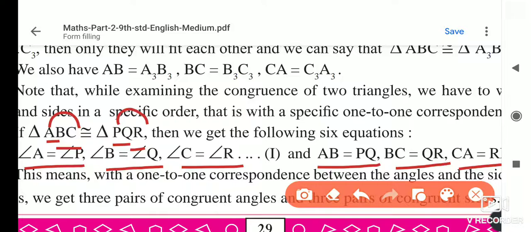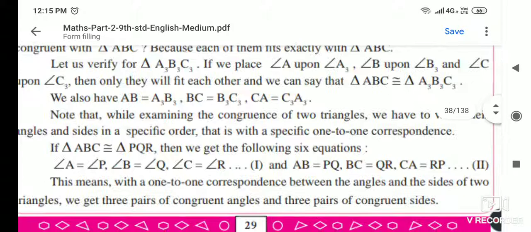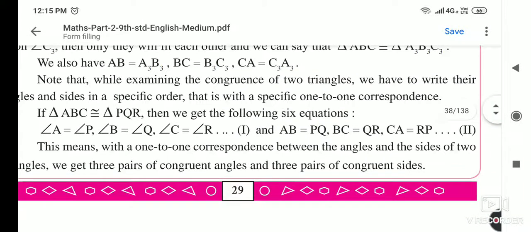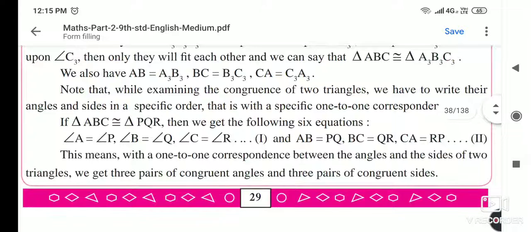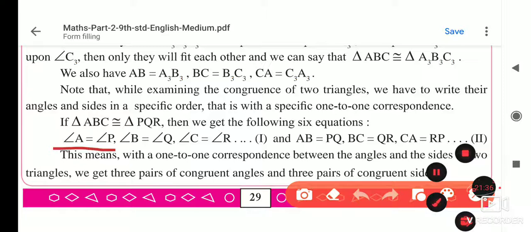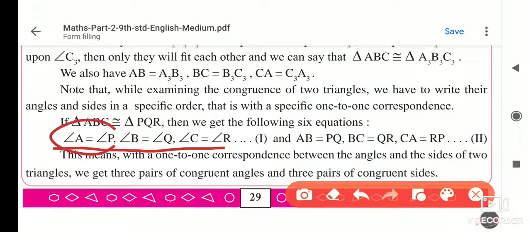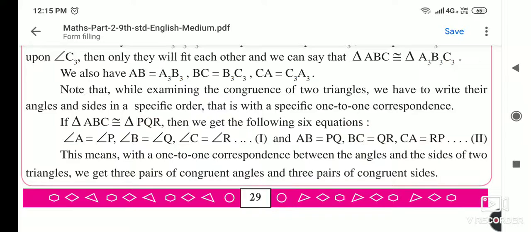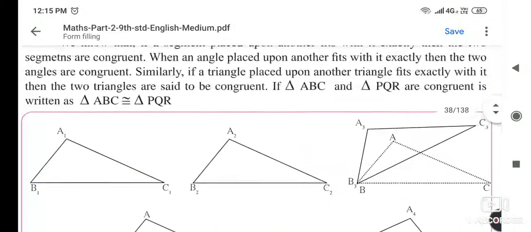In this way we have to write the correspondence of the sides and angles, and this means that with one-to-one correspondence between the angles and sides of two triangles, we get 3 pairs of congruent angles and 3 pairs of congruent sides. If it is there, then these two triangles are congruent to each other. So today we have seen this activity. All of you complete this activity today.